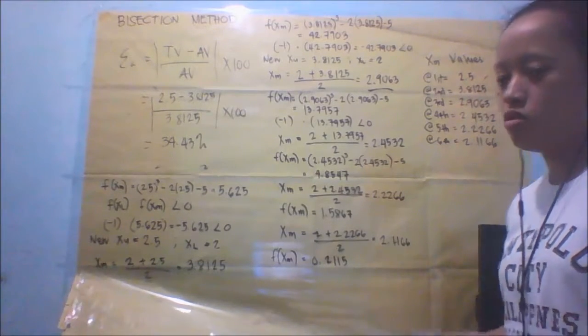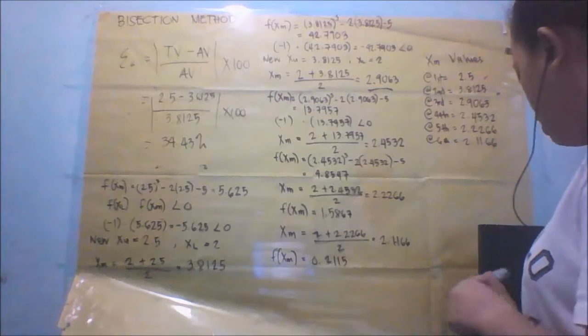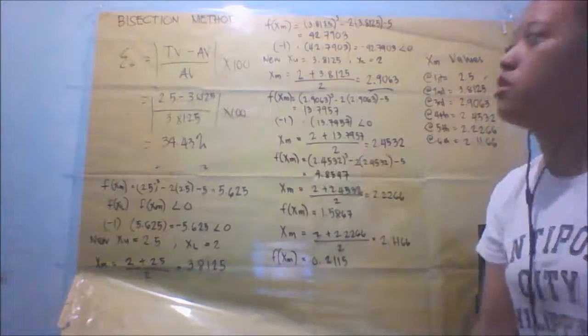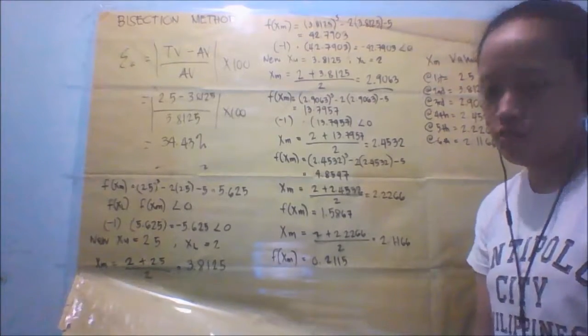So in getting the error, you can say that if your value is close to your true value, you will see that as you continue computing, the error decreases. That's all. Thank you.